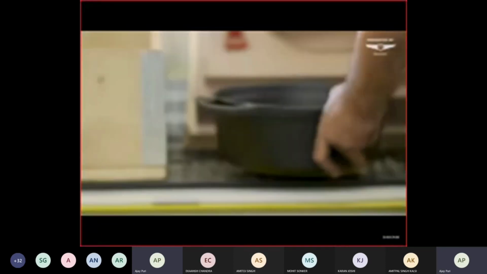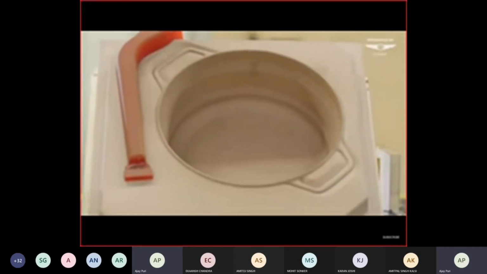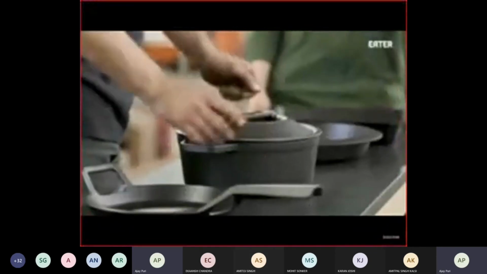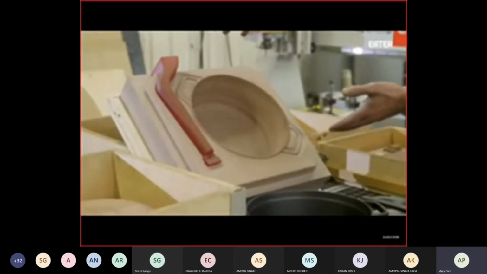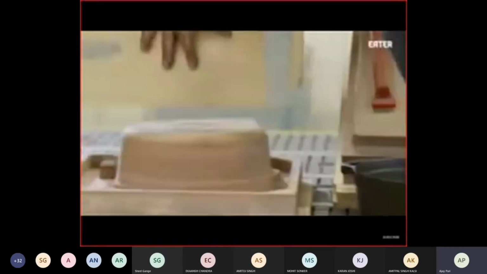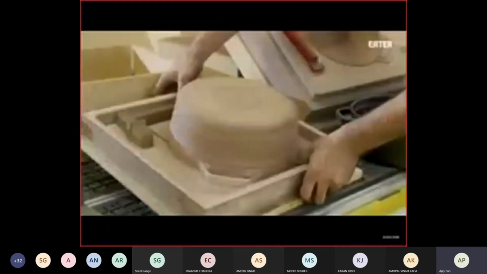We start everything off with a digital file and we machine all of our own patterns, so that helps us with the design process because we get to live with things for a while. This side would make the mold for the interior of the Dutch oven, and that's the outside.